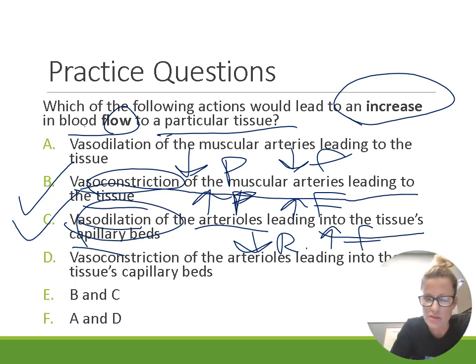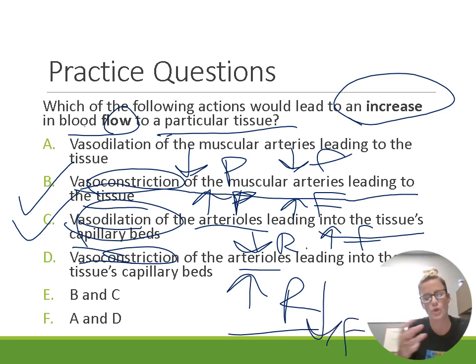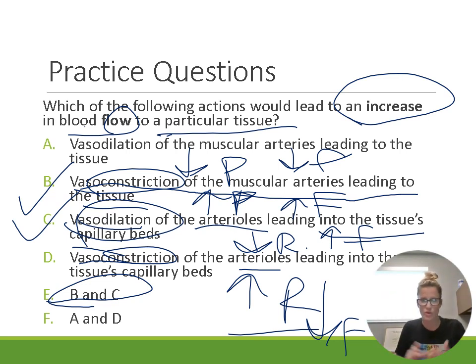Vasoconstriction of the arterioles leading into the tissue's capillary beds, that's the opposite, right? Vasoconstriction of these arterioles is going to increase resistance in those small little resistance vessels. So more resistance means there's going to be less flow going into that particular capillary bed. So no. That means the answer is B and C. This particular question takes everything that I explained in this video into account. This puts it all together. So hopefully that makes sense.